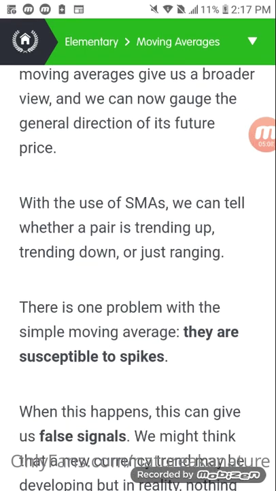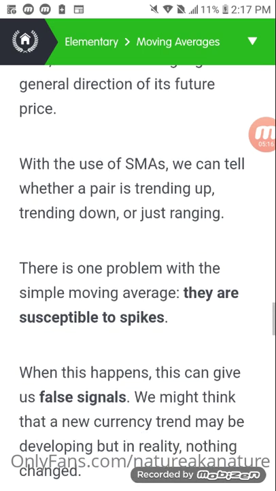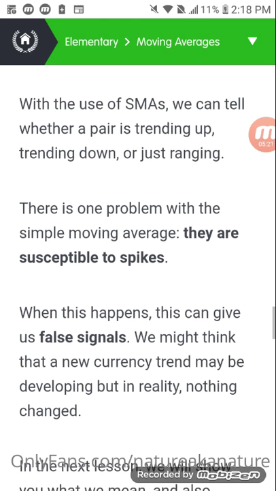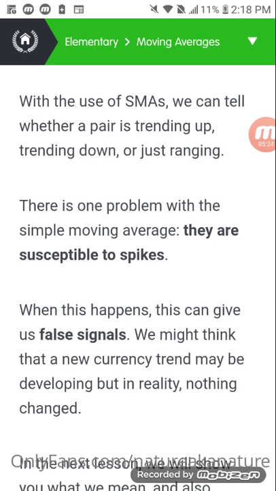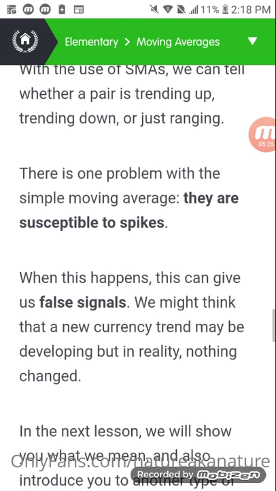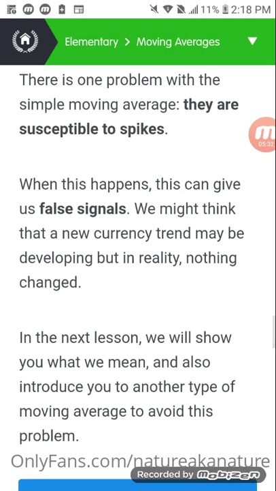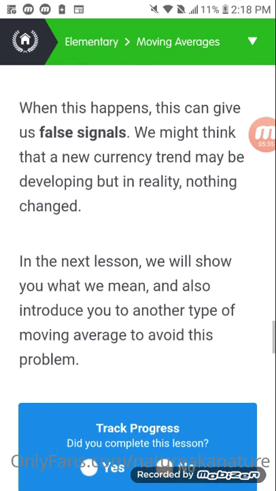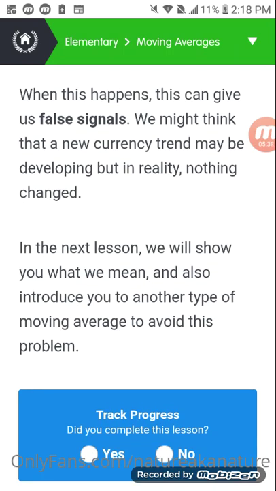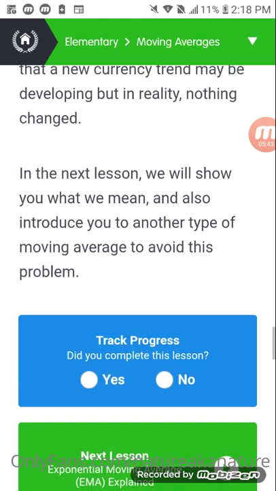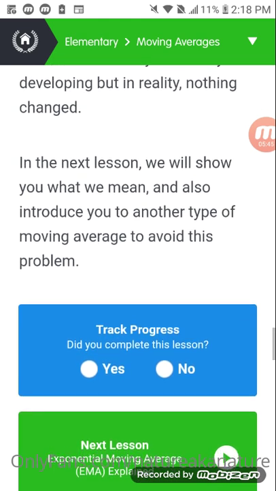With this SMA, we can tell whether the pair is trending up, trending down, or just consolidating or ranging. There is one problem with the simple moving average. They are susceptible to spikes, to fakeouts, to false signals. When this happens, we might think a new trend is developing, but in reality, nothing has changed. In the next lesson, we'll show you what we mean and also introduce you to another type of moving average to avoid those problems.